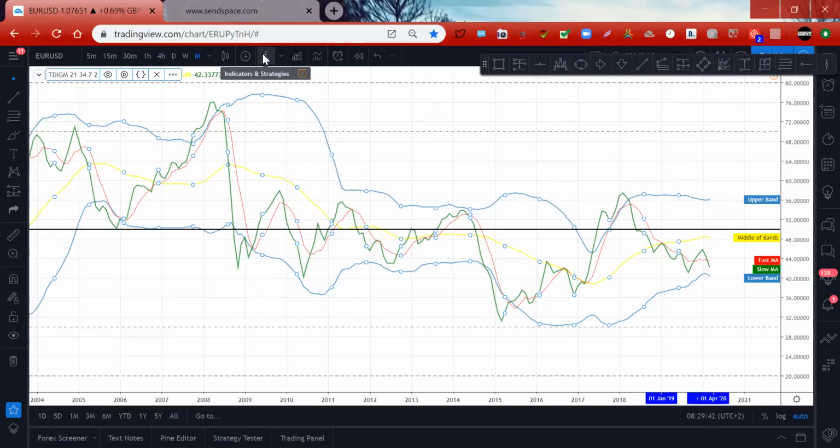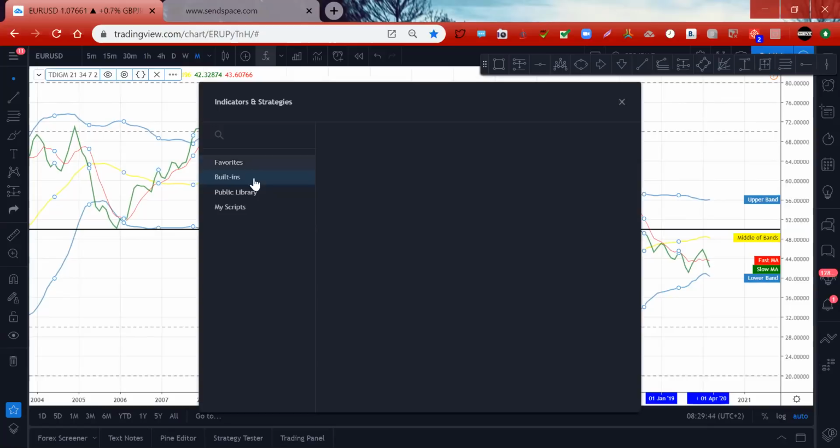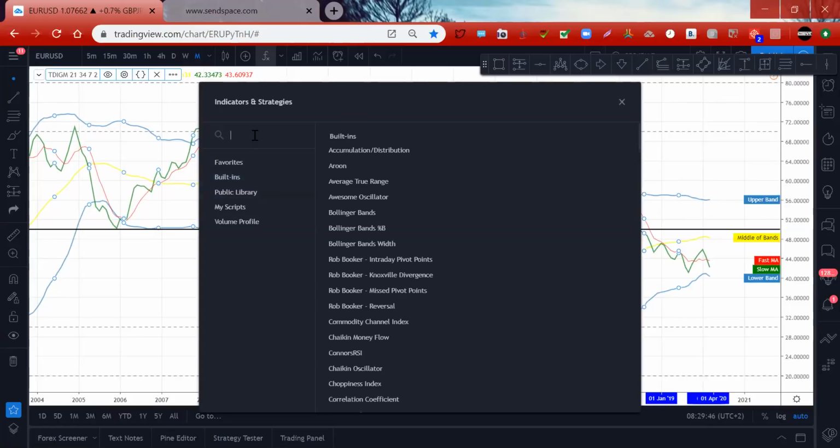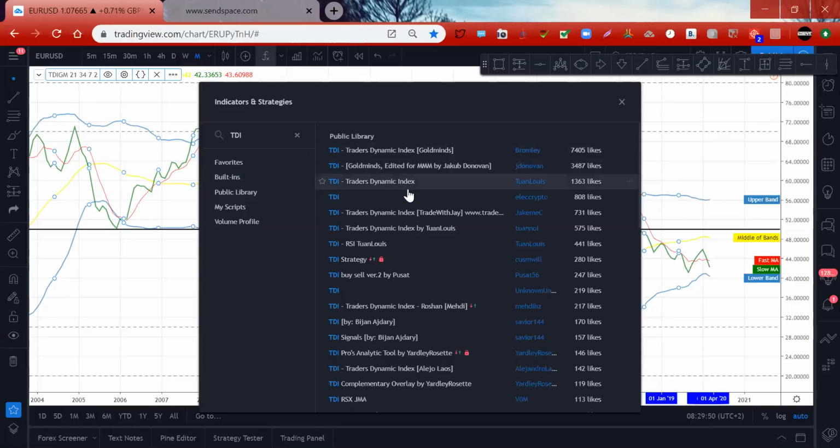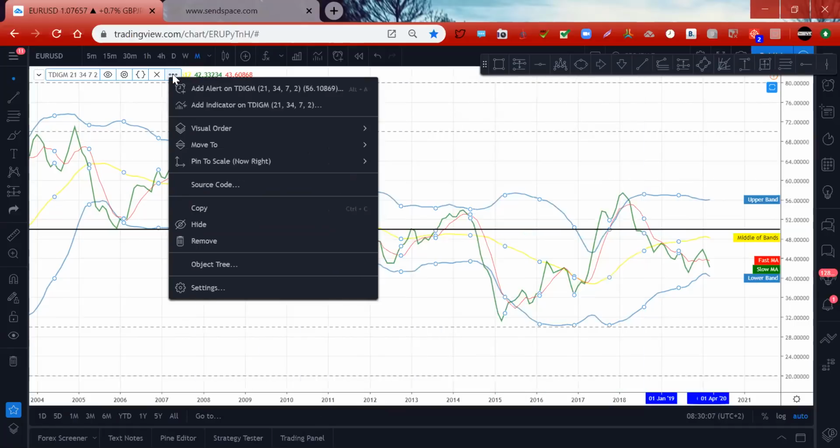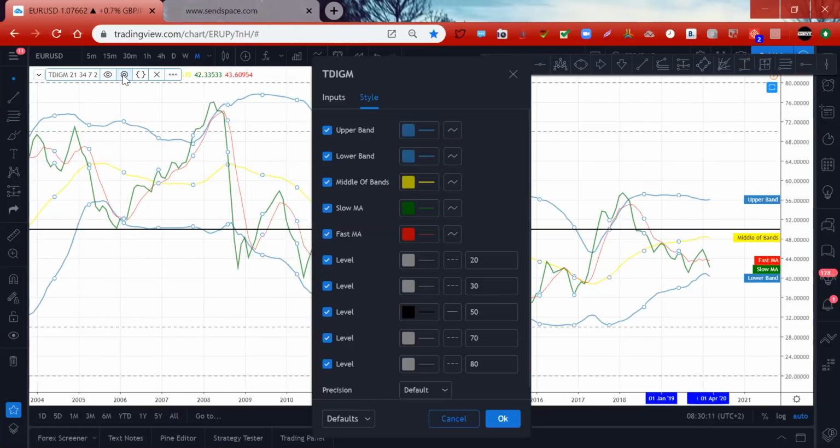Go to your TradingView. Go to your indicators. Type in here TDI. Right? You choose this one here. It says TDI Goldmine edited for MMM by Jacob something. I don't know if that's the name, but let me check with mine and I'll show you.